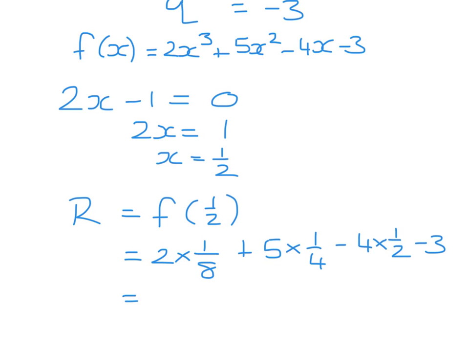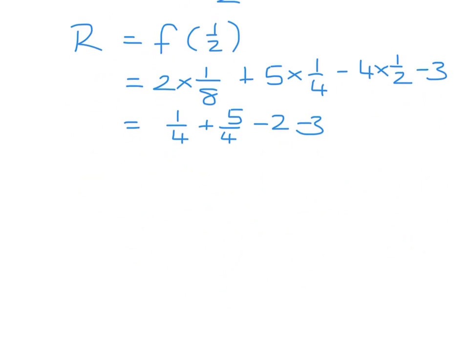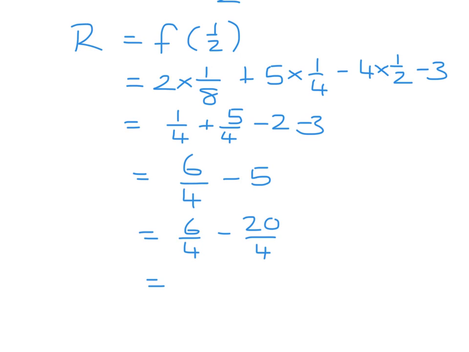2 times an eighth is 1/4. 5 quarters minus 2 minus 3. So solving that, we have 6 quarters minus 5. So that is 6 quarters minus 20 quarters, minus 14 quarters, which simplifies to give minus 7 over 2, minus 3 1/2.